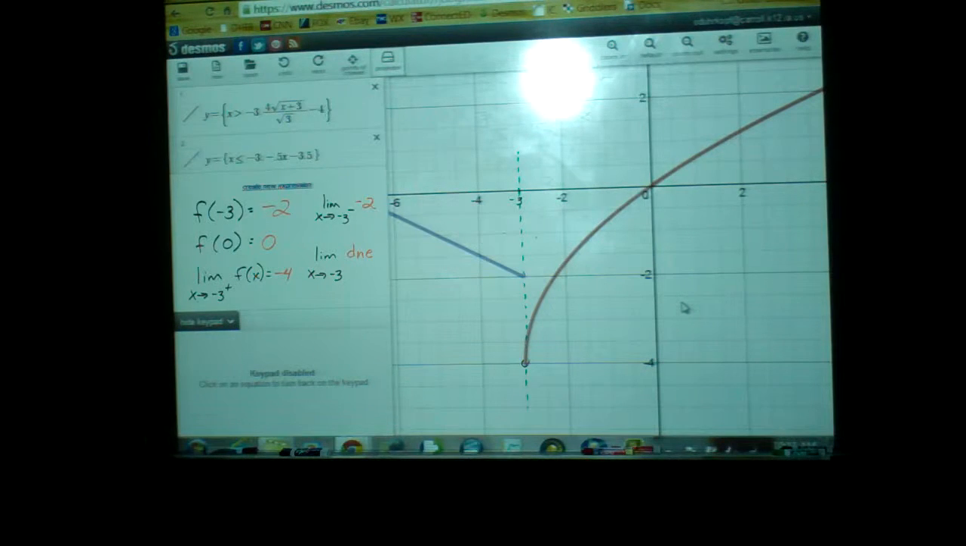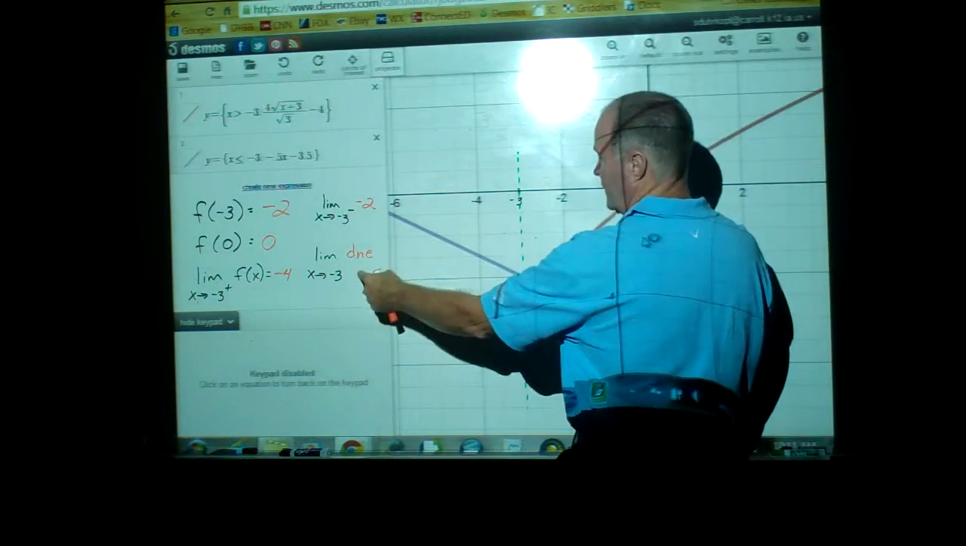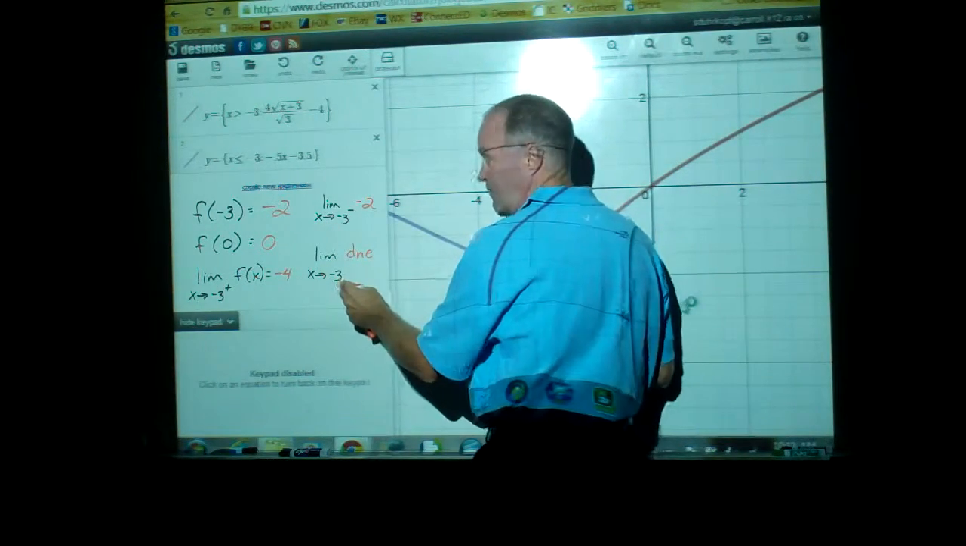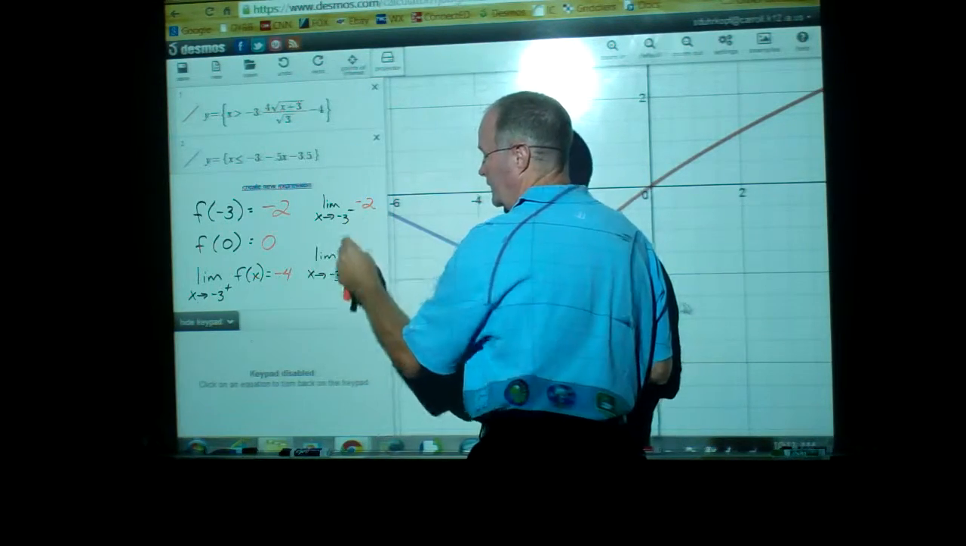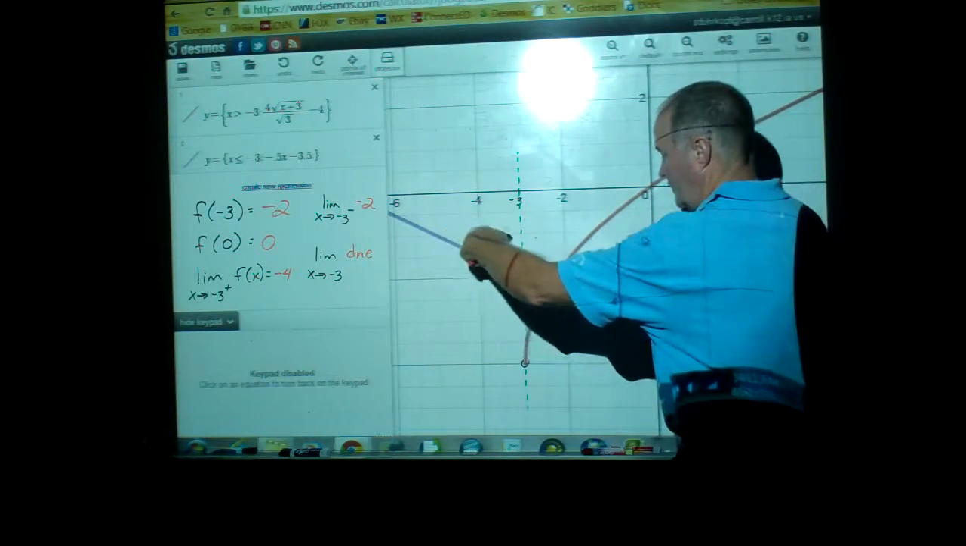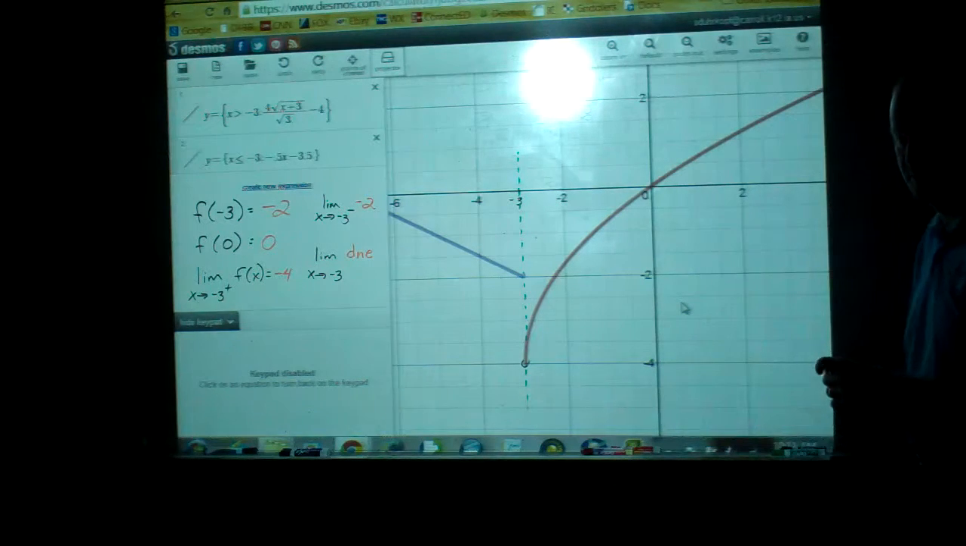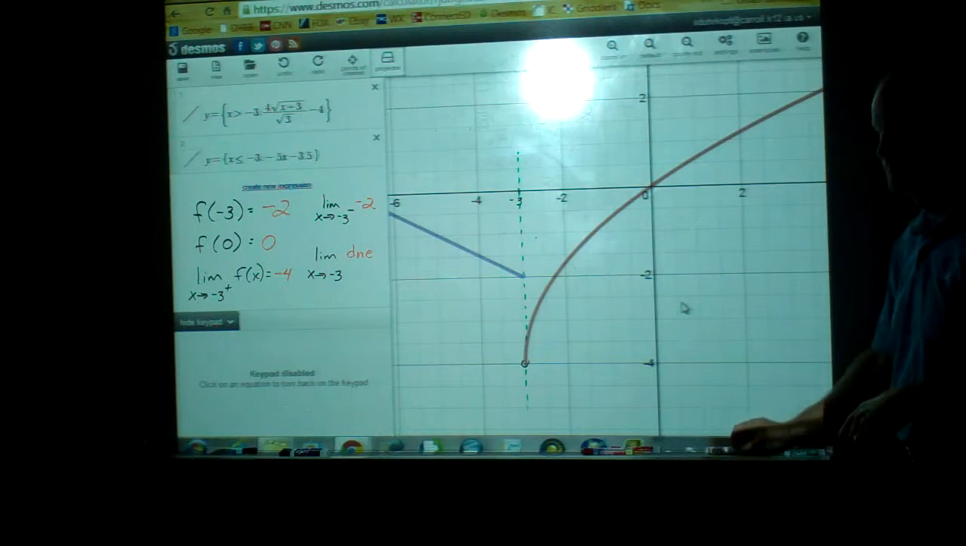Looking at me like I'm nuts? No? Didn't like that? That's fine. So you got to answer the third one. These are always going to be in a kind of triplet. They're going to do left and right and overall. And I got to check what's happening as I'm coming in from the left and coming in from the right. Okey-doke?